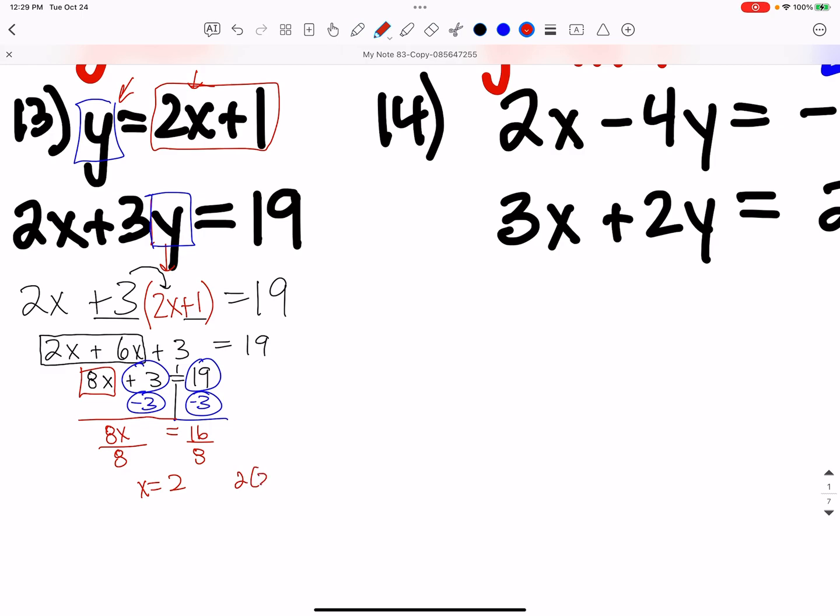I'm going to go back and say y is just 2 of my x's plus 1. So 2 2's plus 1. Y is equal to that. Y is equal 4 plus 1. Y equals 5. The answer is 2, 5.